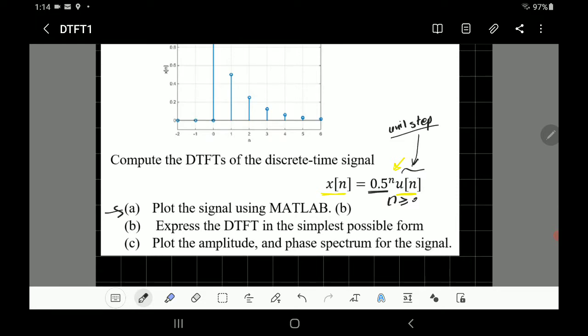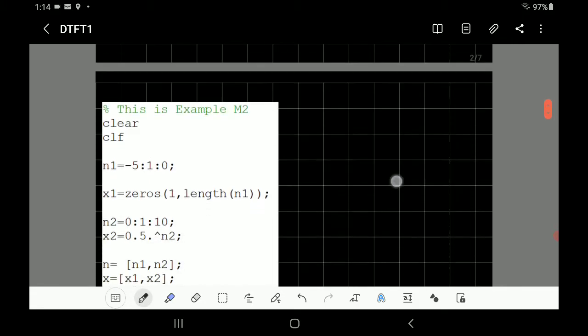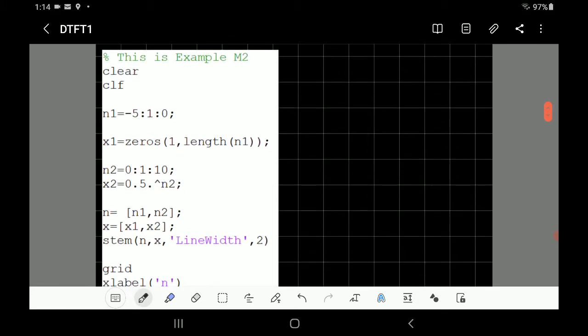Well, the first question is to plot the signal using Matlab. We want to plot this signal, 0.5 to the power n times u of n. How do you do that? It's just a practice: how do you plot a sequence? So let's go to Matlab. As we know, when you write any program, you should start with clear. You clear the memory of any calculation you had before, so it doesn't mess up your new program. And clf clears any figure, so you have a fresh figure. Always make it a habit to write these two commands.